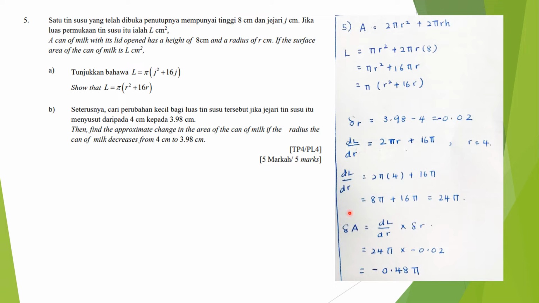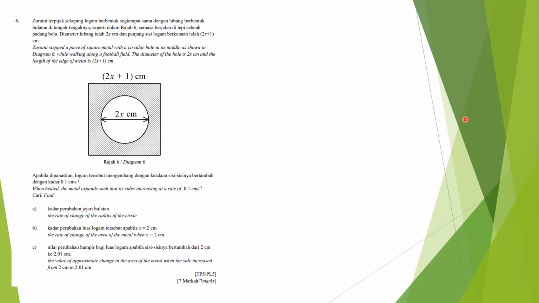So we are going to find the approximate change in area, delta L. This is delta L equals to dL over dr times with delta r. So 24 pi times with negative 0.02. So you will get negative 0.48 pi. So this is for question number 5. Next, we look at question number 6.